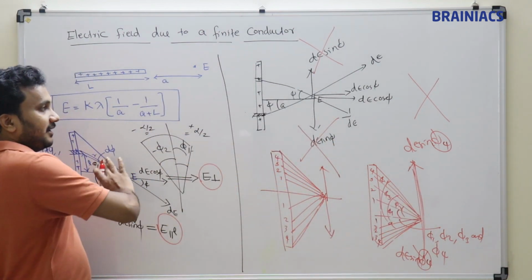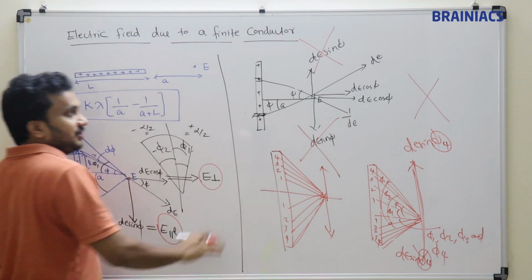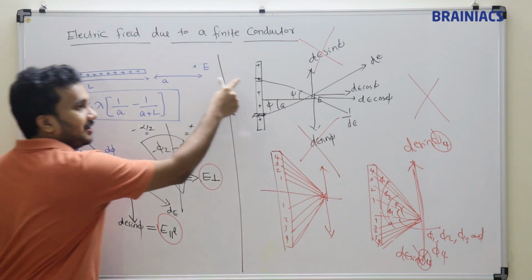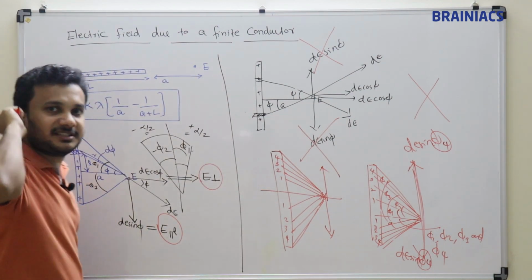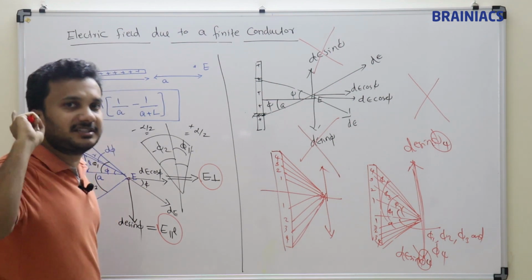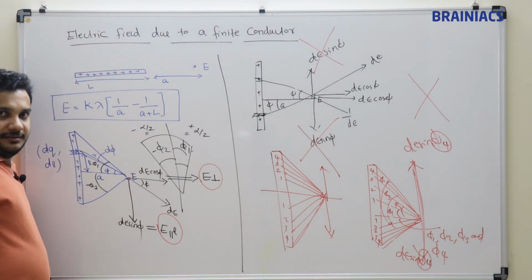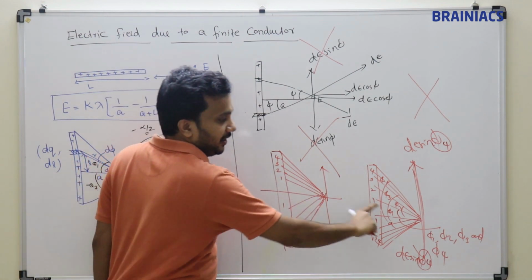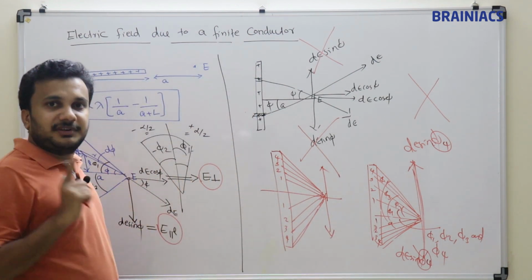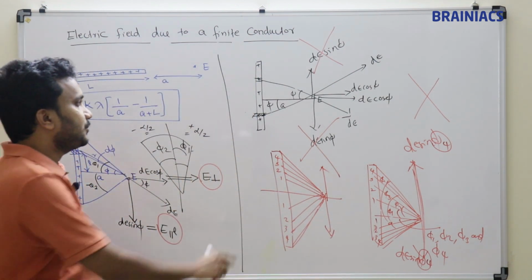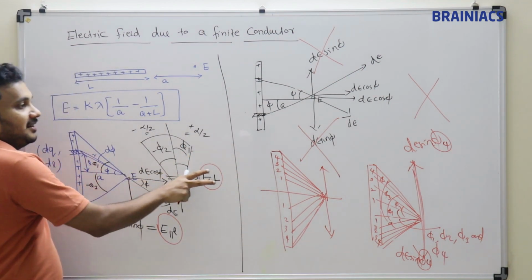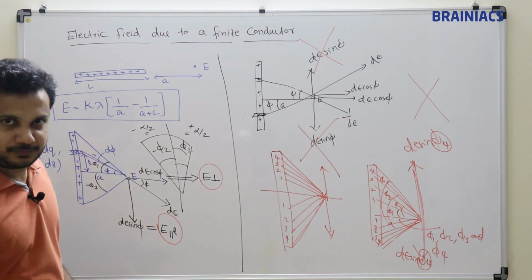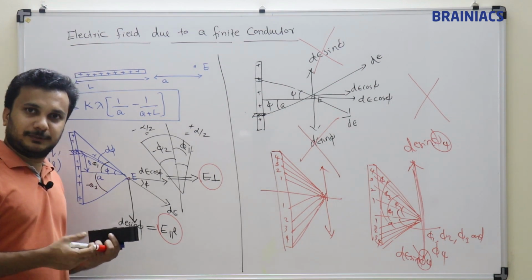That's what I told. Cancellation is not possible because it is not symmetrical, like the semicircular arc. If it is not symmetrical, you cannot cancel, and if it is symmetrical, you can cancel. So this is purely an example of an unsymmetrical case. Hope you understood. Okay.